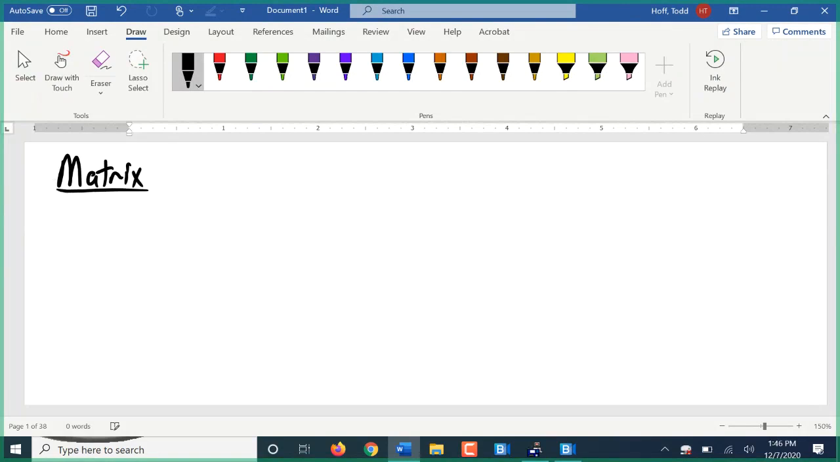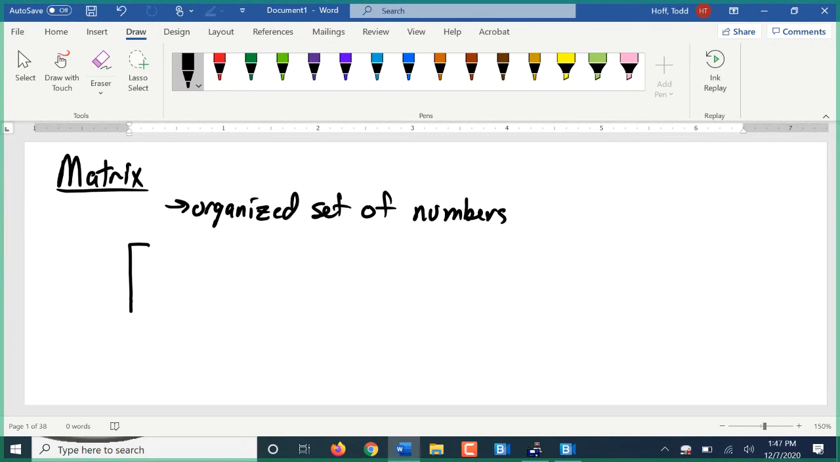A matrix is just an organized set of numbers. If you dealt with computer programming, a matrix in computer programming is called an array. It's just a set of numbers where the position of the number within that structure tells you what it represents. We might have a matrix like this.